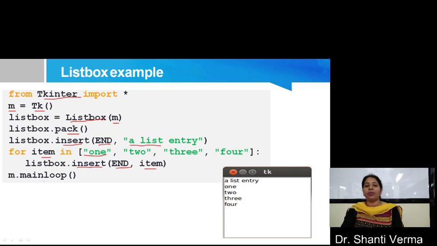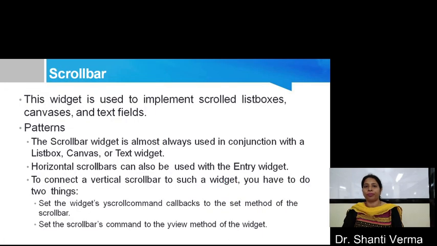Now you have to run the main loop. Main loop is running to wait for events in the window, that is the toolkit window. You can see in the figure that a list box is created having 5 elements. First is a list entry, and next are 1, 2, 3 and 4.